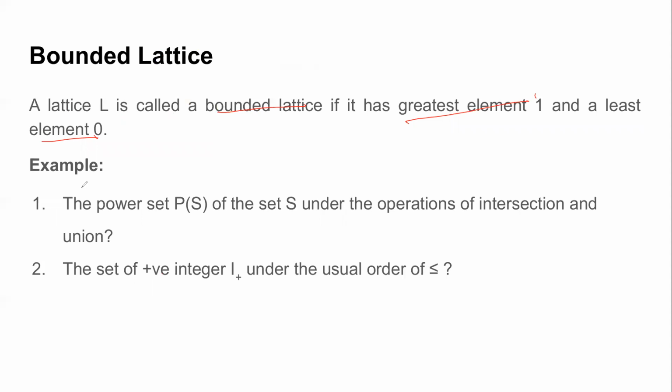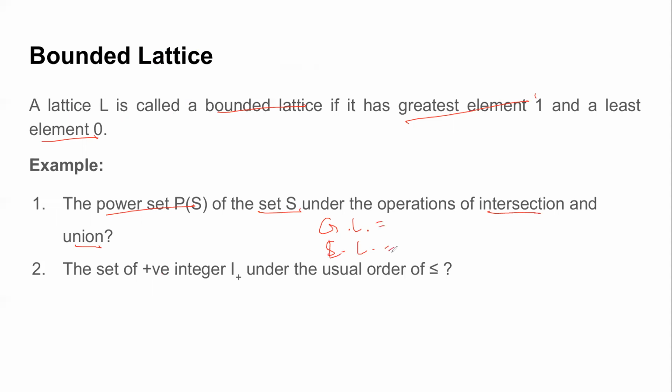Now suppose I tell you: the power set of a set S under the operations of intersection and union. Is this a bounded lattice? Let me tell you, it is a lattice because it satisfies all three properties, right? But is it a bounded lattice? If you say yes, you have to tell me what its greatest element is and what its smallest, or least, element is.